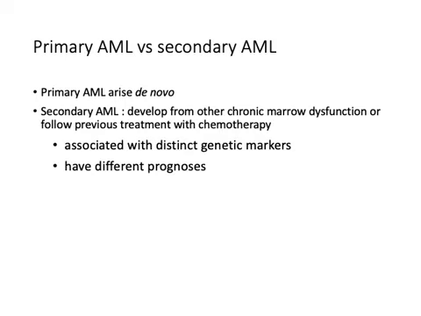So it's important to distinguish primary AML from secondary AML. So primary AML arises de novo, while secondary AML develops from other chronic marrow dysfunction. For example, aplastic anemia, paroxysmal nocturnal hemoglobinuria, patients with chronic myeloid leukemia transforming into acute leukemia. So these secondary AML are associated with distinct genetic markers and as a rule have different prognosis and are often refractory to treatment.